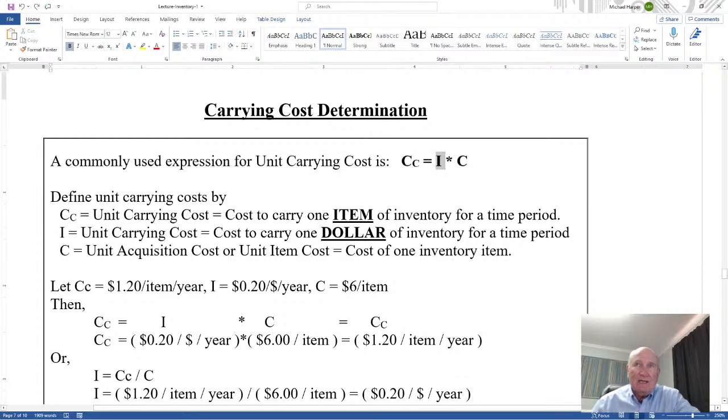Now this I here, okay, I'm going to do something here. I want to have a background of this I shaded. Did it work? There we go. Okay.